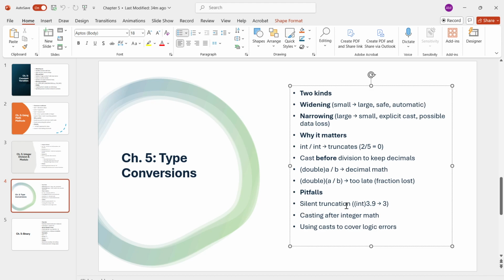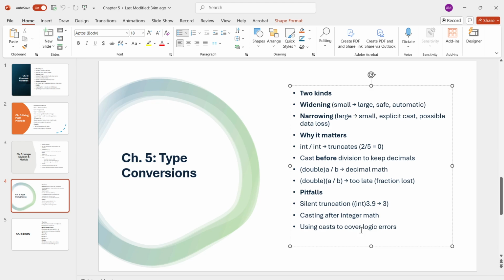Some of the things to remember is silent truncation, which is like int 3.99 silently becomes 3, and casting after the fact. Once int division happens, the fraction is gone. And forgetting ranges, so casting a large long to int can overflow into nonsense.